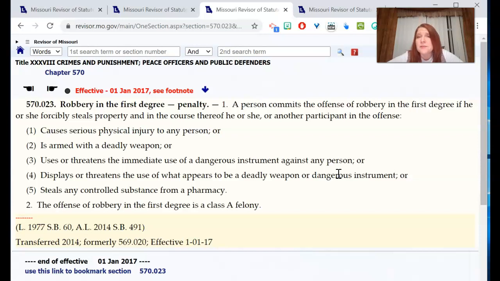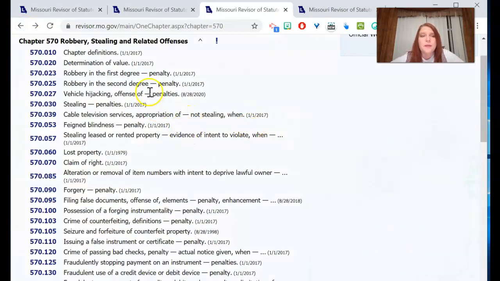Stealing any controlled substance from a pharmacy. So if you go into a pharmacy and you tell them to give you whatever, because it's a pharmacy, that's first degree. And then it says robbery in the first degree is a Class A felony. And if you back up here, we can look at robbery in the second degree as well.